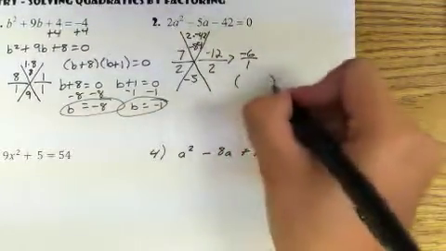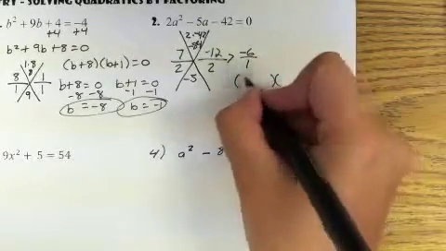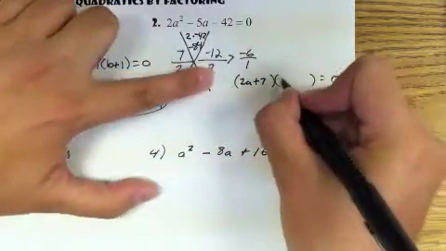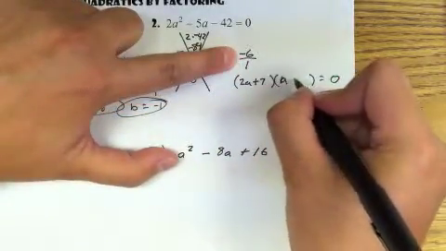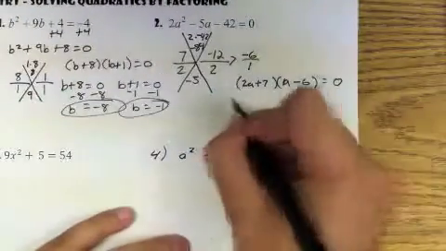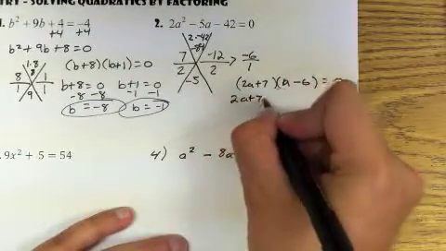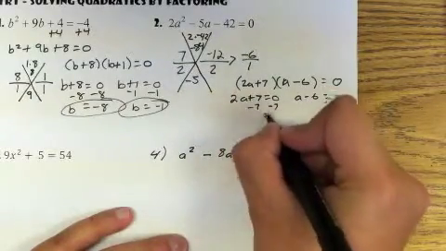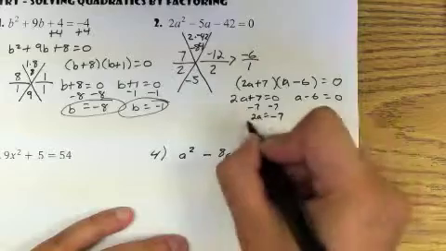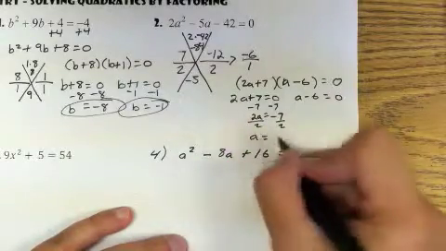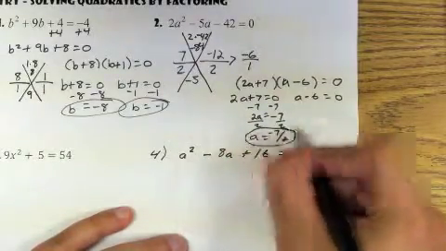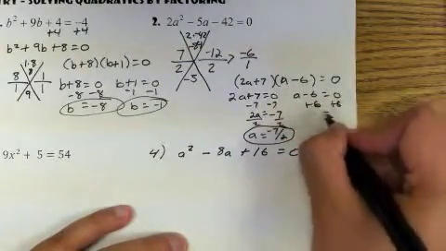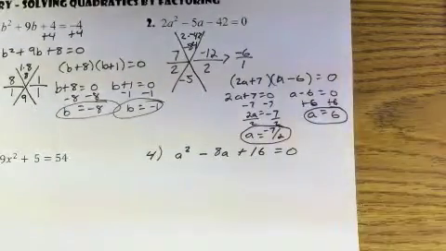And now I set up my parentheses. I have 2a plus 7, and I have a minus 6. Set both factors equal to 0. Okay, I subtract 7 from both sides. I divide by 2. I get a to equal -7 over 2. Plus 6 to both sides. A equals 6. Two solutions. Okay.